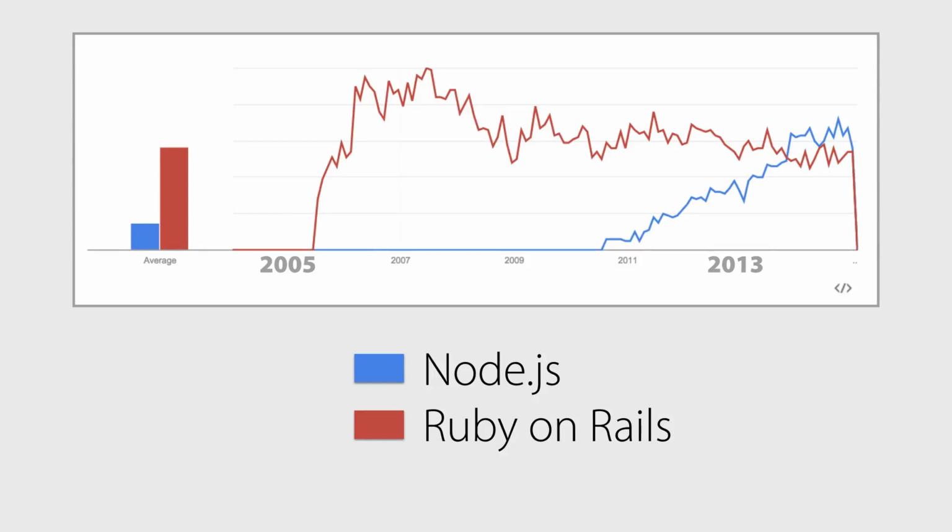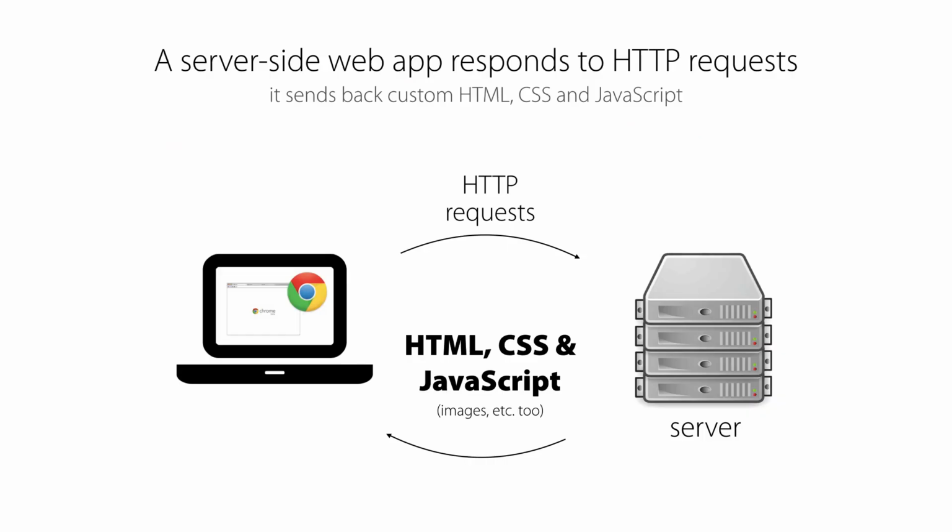And so Node has become very popular in a very short amount of time. You can see here Google Trends comparing Ruby on Rails to Node. And this is not to say that Ruby on Rails is any better or worse than Node, only to show you that over a short period of time, Node has become quite popular. And it can be used, and will be used in this course, to write a server-side web application that responds to HTTP requests. And that is essentially what a server-side application does.